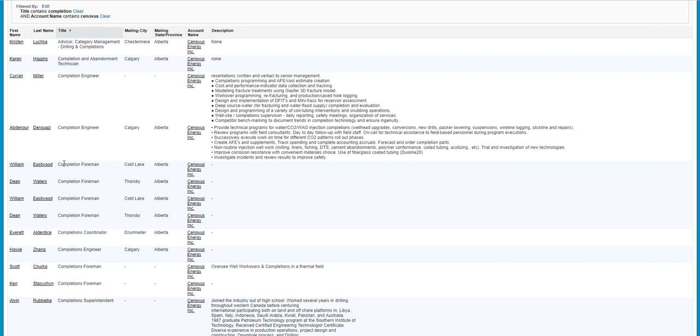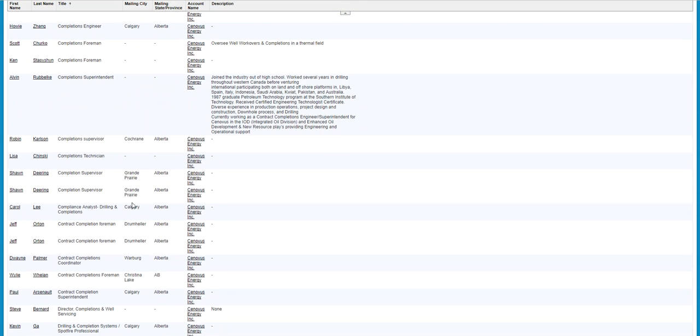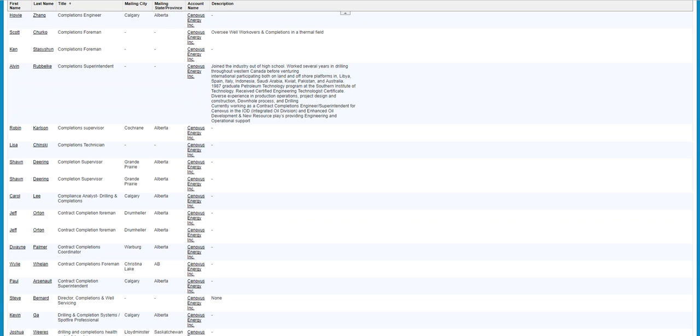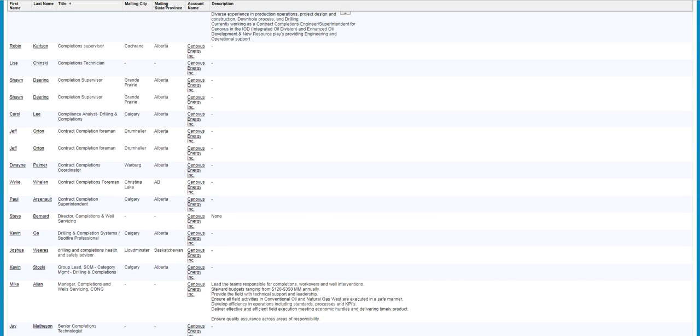So here you can see things like completion foreman out in Cold Lake, completion foreman out in Thornbury, and so forth. Engineers are sitting in Calgary, and if I come down here, supervisors again out in the field, potentially sitting in field offices, and then superintendents might be in Calgary. So this helps us figure out the org that we're looking for.